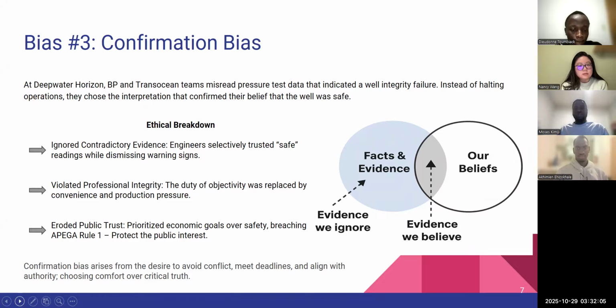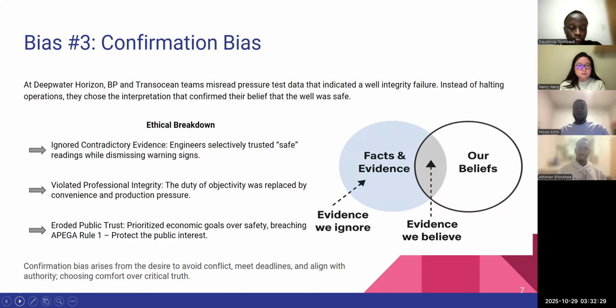They eroded professional integrity, where the duty of objectivity was replaced by convenience and production pressure, to keep up with time because they were running out of time and spending a lot of money. And this eventually eroded the public trust, as they prioritized economic goals over safety goals, breaching APEGA Rule 1: as engineers, we have to protect the public interest.